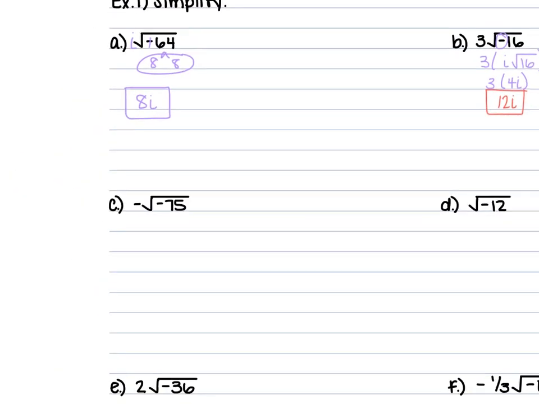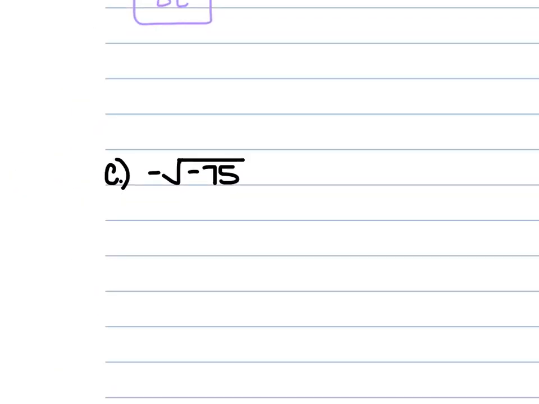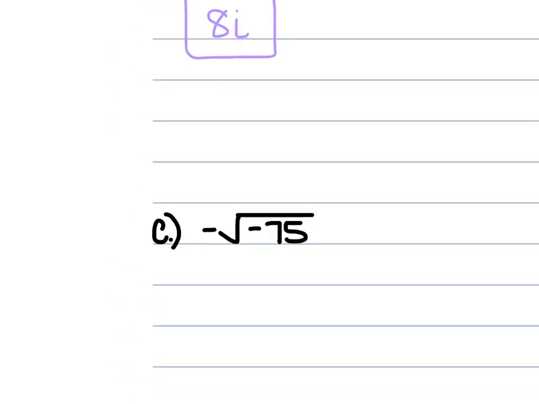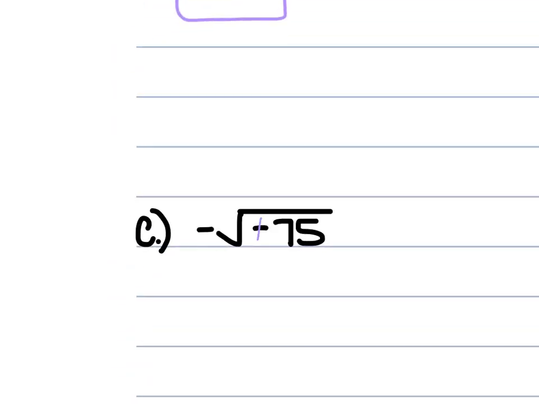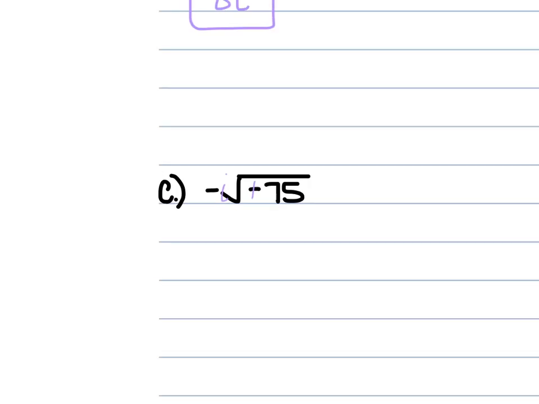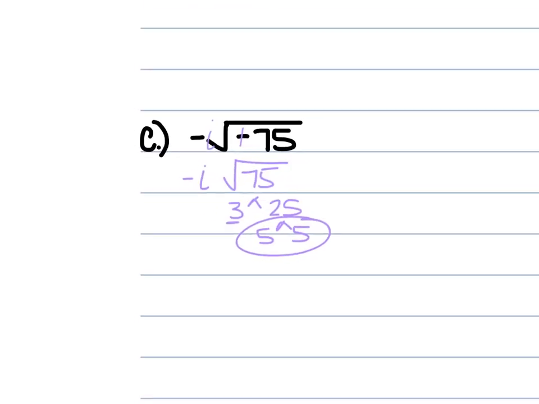For our next one, we have the negative times the negative square root of 75. In order to take this negative out, we are going to take the i out front, and it's just going to be negative i times the square root of 75. 75 is 3 times 25, and 25 is 5 times 5. Group of 2, that 3 is left over, so it stays underneath. So this is just going to be negative 5i times the square root of 3.